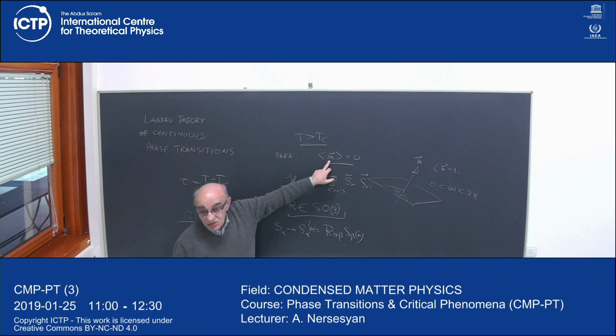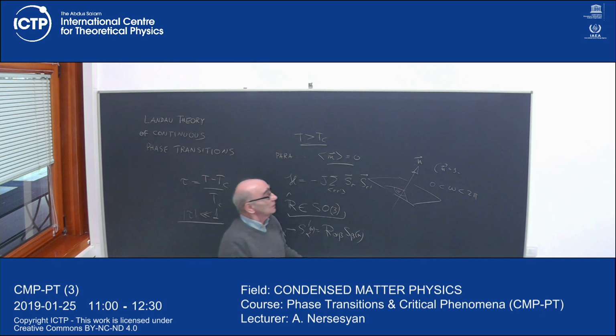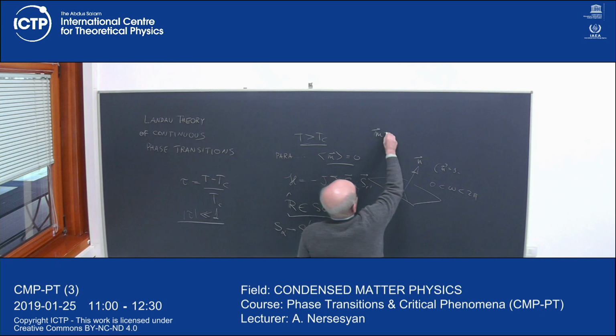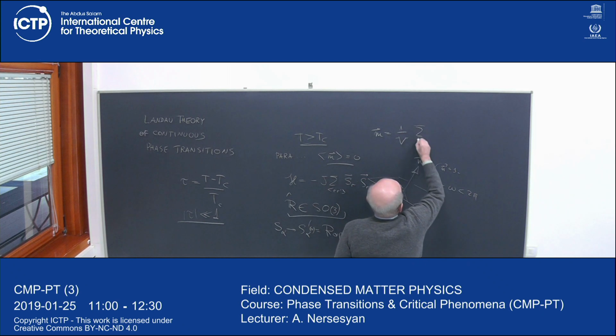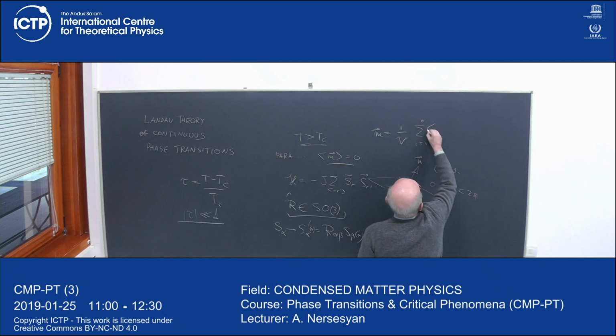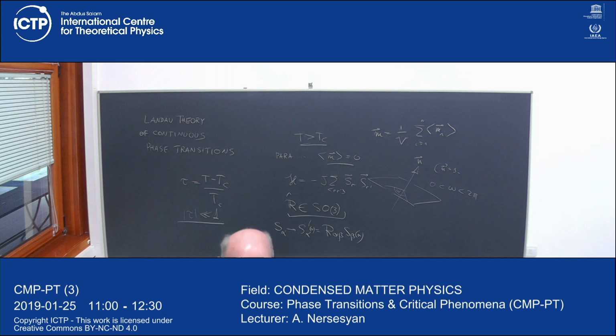And then you look at this. This is the order parameter, or the average magnetization, let me recall. This is the sum over all the spins per unit volume, or maybe per particle, that doesn't matter. This is the average magnetization in this paramagnetic phase. It is 0, which means that the spins are completely chaotic, and there is no preferred direction in the spin space.